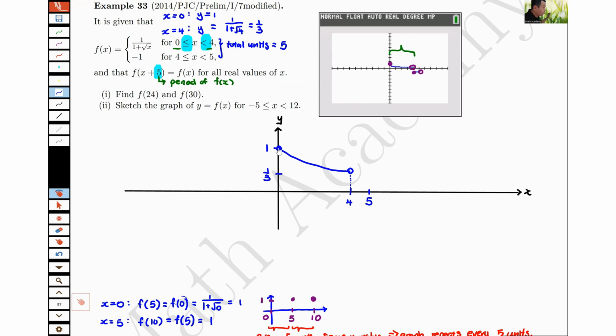Inclusive at 0, you have to indicate with a solid dot. Exclusive at 4, open circle. You have to indicate that the last ending position is at 1/3, so I will draw a dotted line to try to match and show that it's ending at 4 as well.